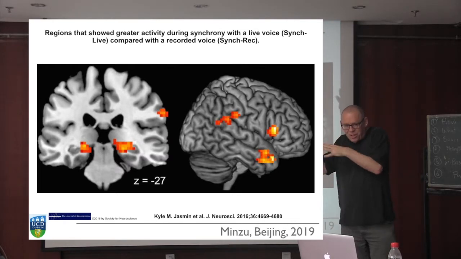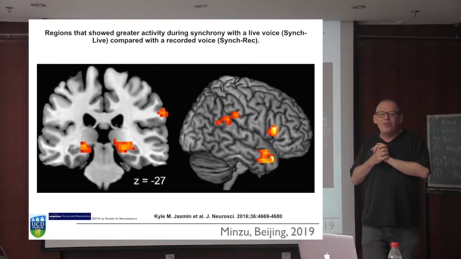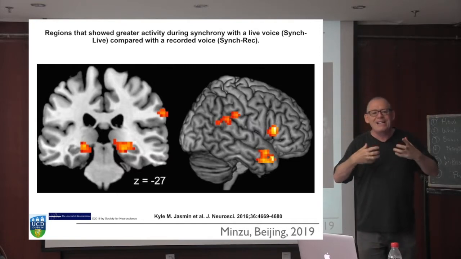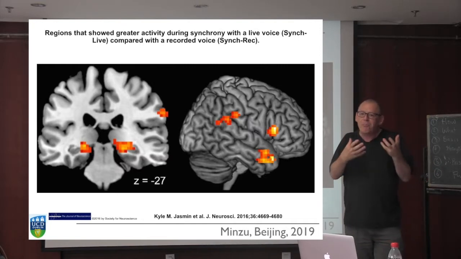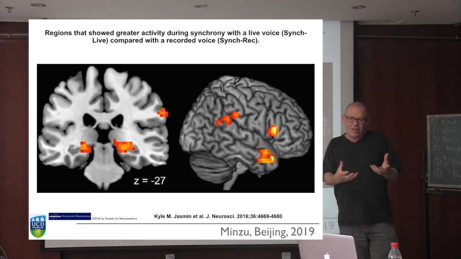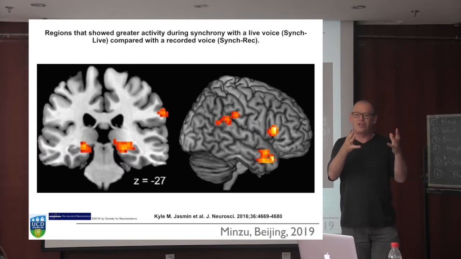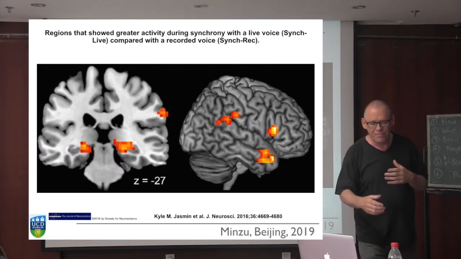After a lot of statistical comparisons, what we found was that when you speak in synchrony with a live person, your voice looks like anybody else's voice. It doesn't look like your voice anymore. Whereas when you speak along with the recording, there's that difference. You know that you're speaking and you're separate.